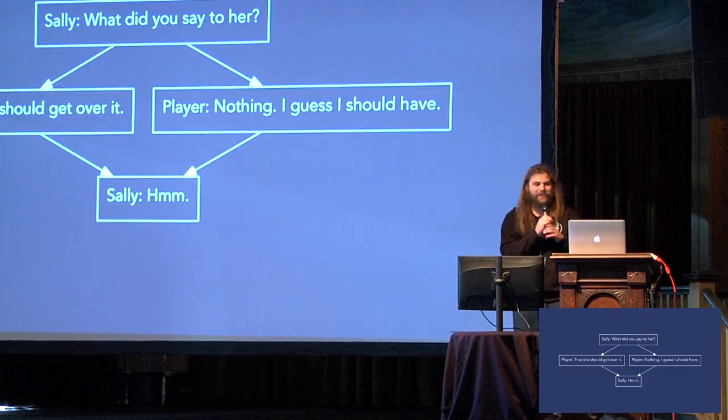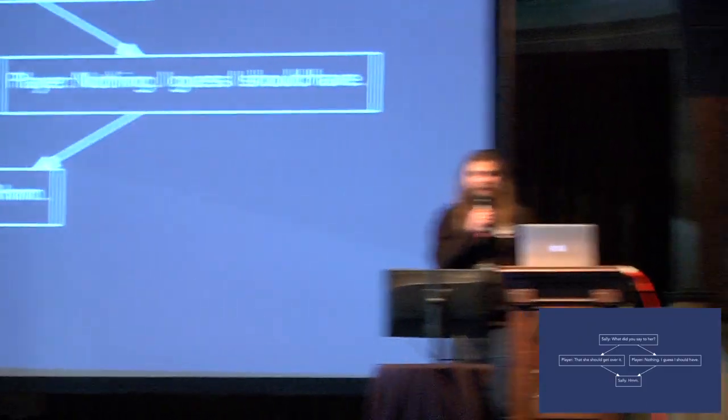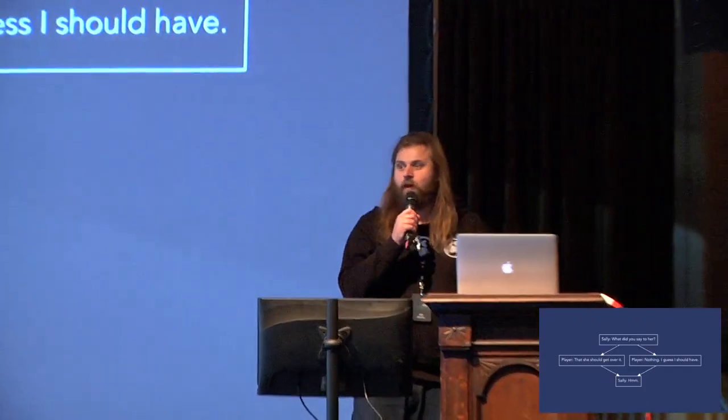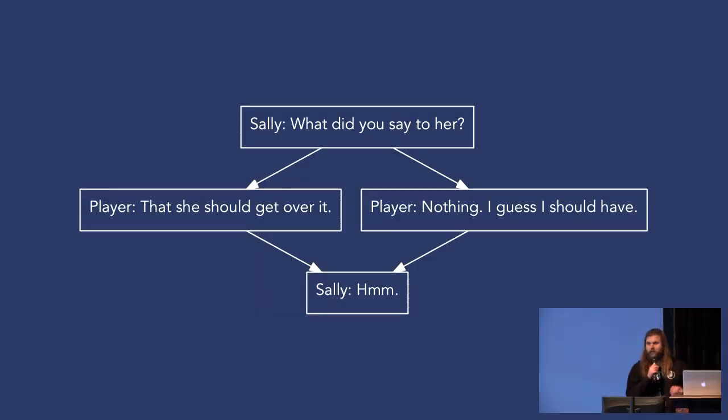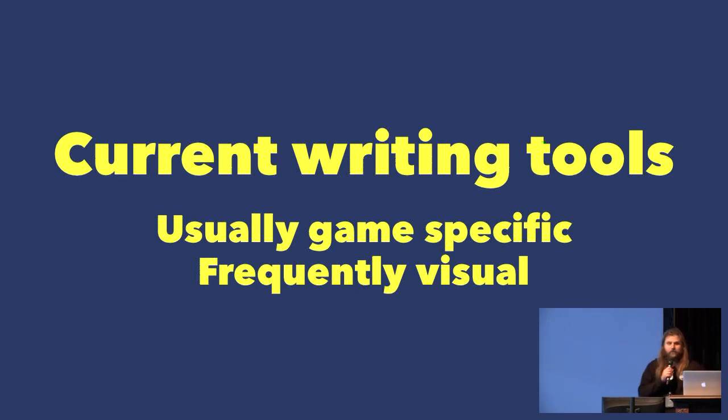So this is what a dialogue tree looks like. If you've ever played a game where you have a conversation with another character like this, that is a dialogue tree. These are the most common way that video game writers structure interactive conversations. Dialogue trees have been around for a long time, and we've seen a number of tools come and go to make them. However, they tend to be written for very specific games, and they're also usually very visual in their construction.